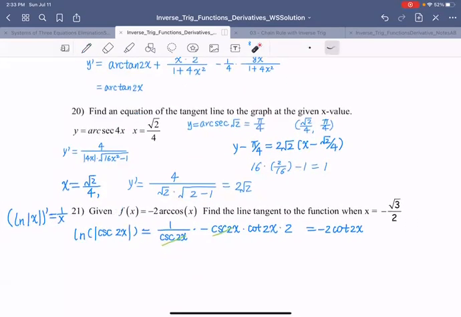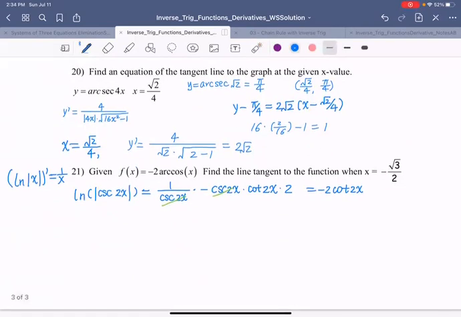Now we are going to do the next one. We want to find the line tangent to this function when x is negative square root 3 over 2. Angela, let's do this question. F prime x equals how much? Equals arc cosine x. You want to do this derivative, right? Oh wait, yeah. What is the arc cosine derivative?